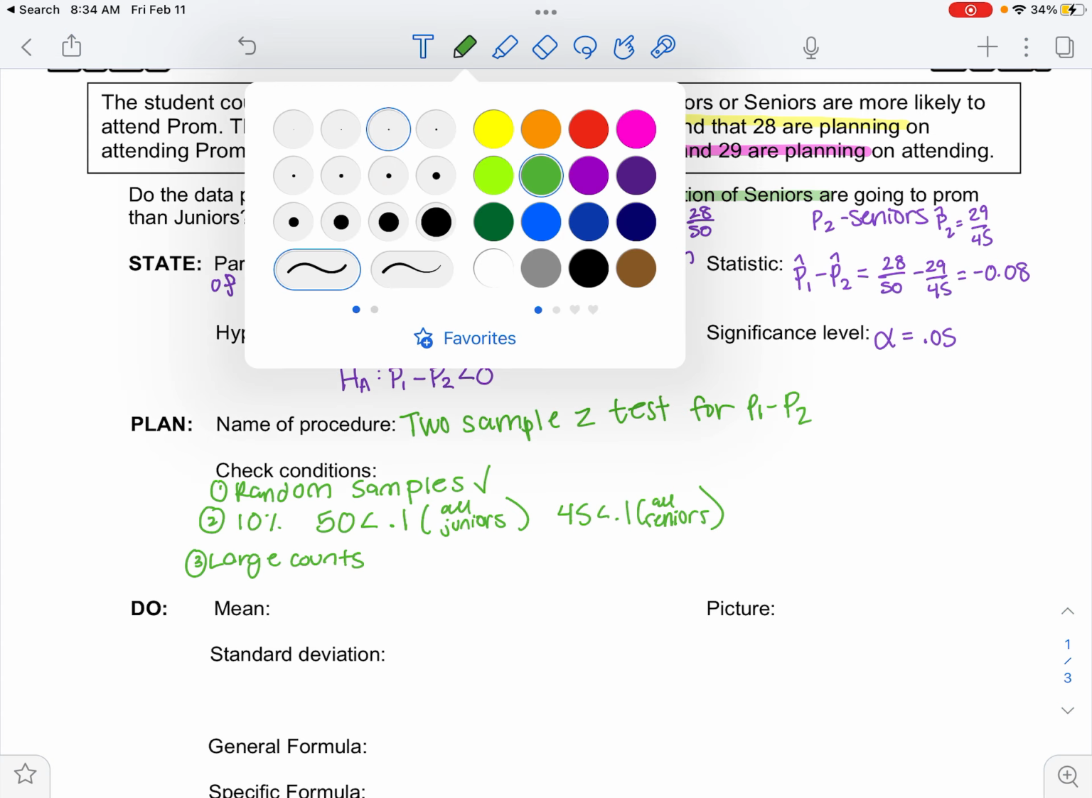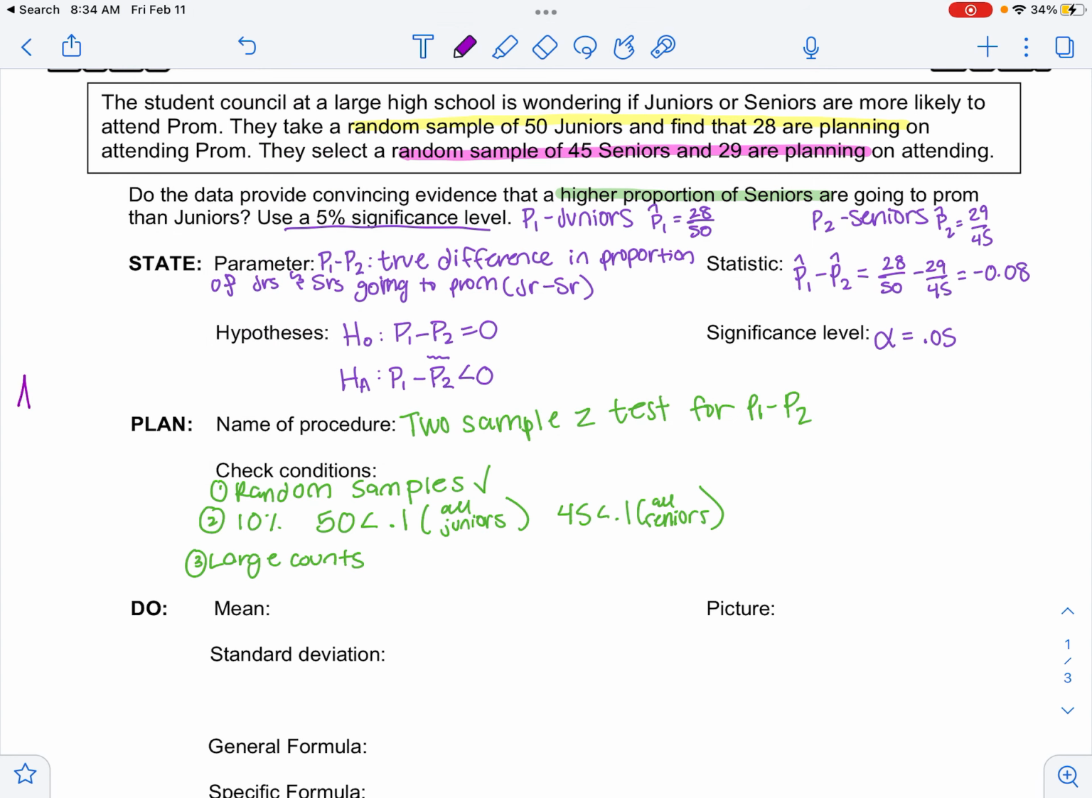So in order to do this, we're doing something new. We have to find P hat combined. So P hat combined is equal to x1 plus x2 over n1 plus n2. And essentially, it is taking both populations and just finding the overall proportion of all people going to prom in this context. So that would equal 28 plus 29 over 45 plus 50, and we have a P hat combined of 0.6. Now, this is what we're going to use for both P1 and P2.